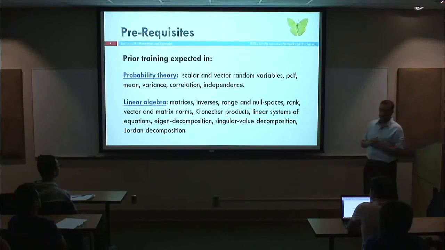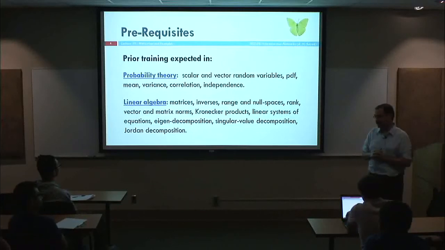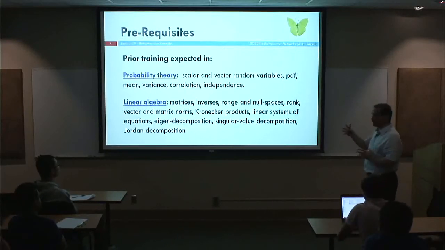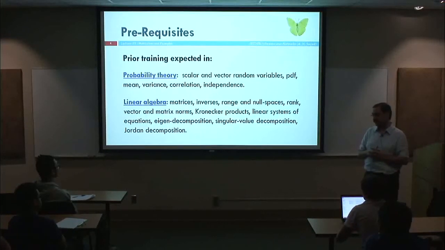Now, for you to get the most out of this course, you need to know some basic background material. So you need to know your probability, what random variables are, what variances are, what covariance matrices are. You need to know that material. So what correlation is, what independence is, and you also need to know your linear algebra. And I list here some of the concepts that we'll be using in this class.